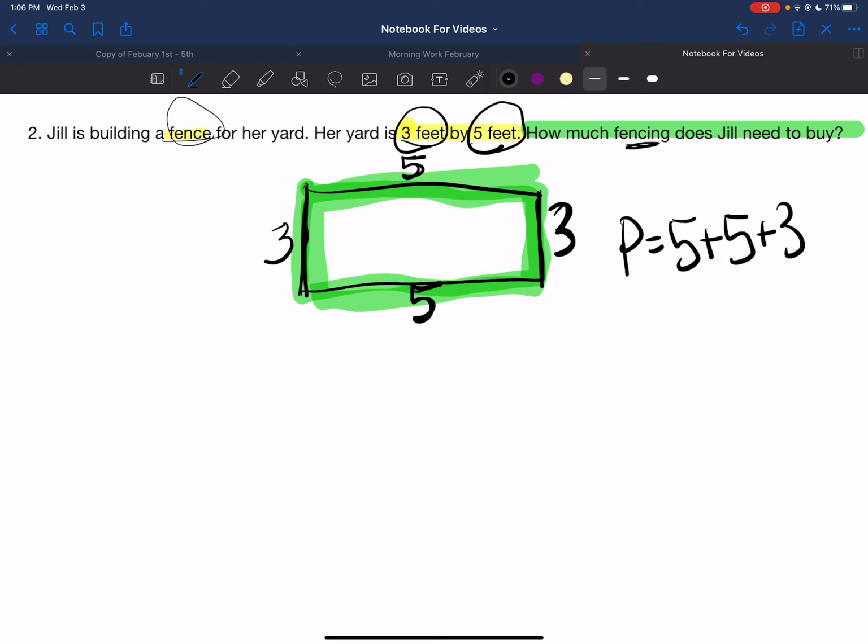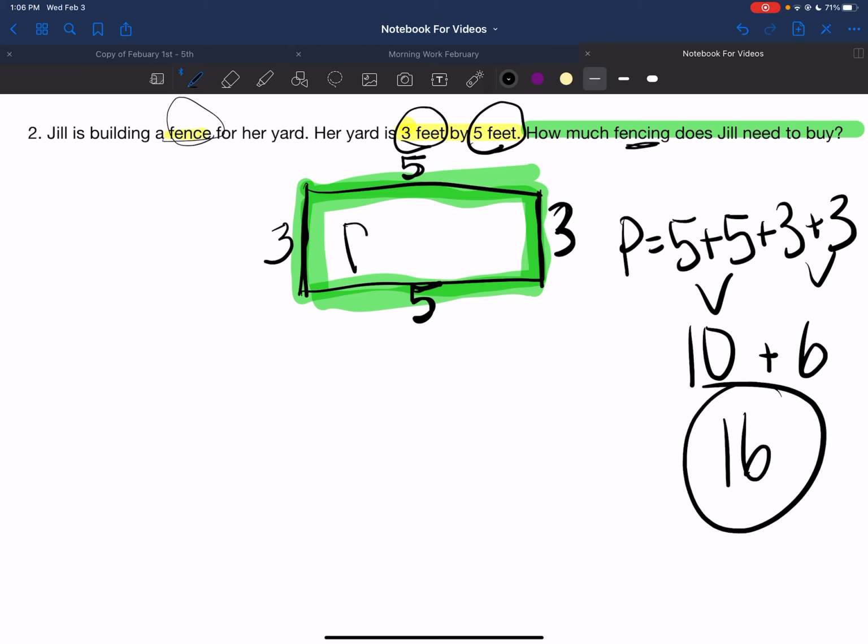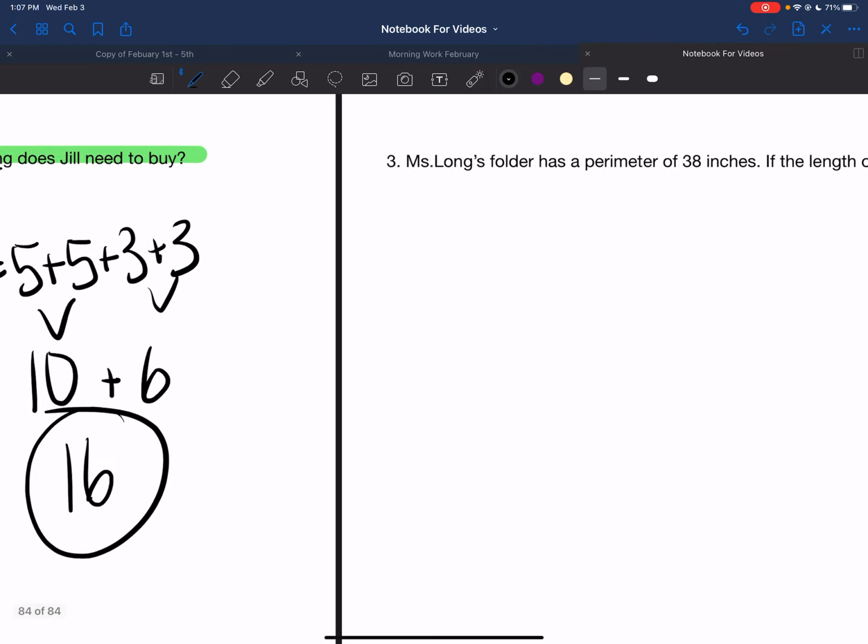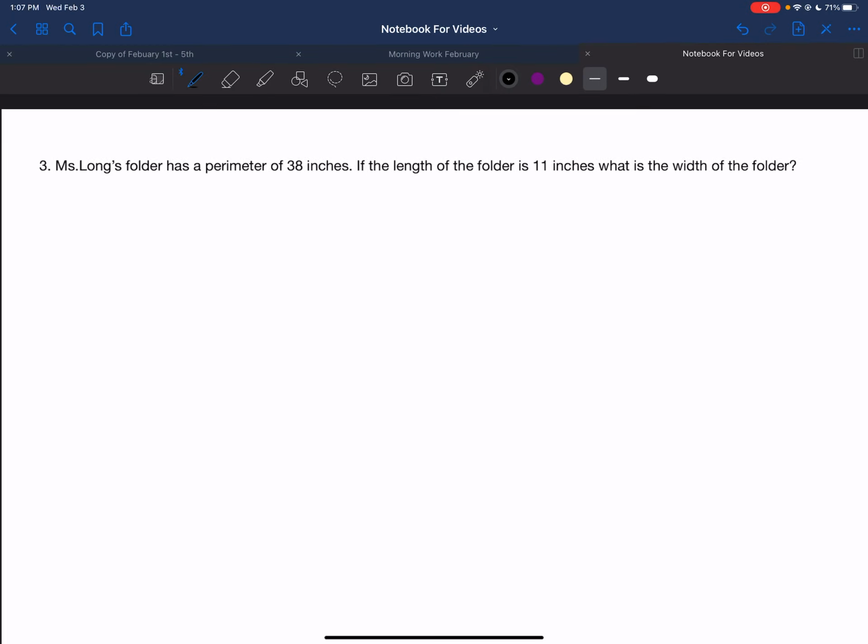5 plus 5 plus 3 plus 3. 5 plus 5 is 10. 3 plus 3 is 6. 10 plus 6 is 16. So P equals 16. One more type of problem we might see.